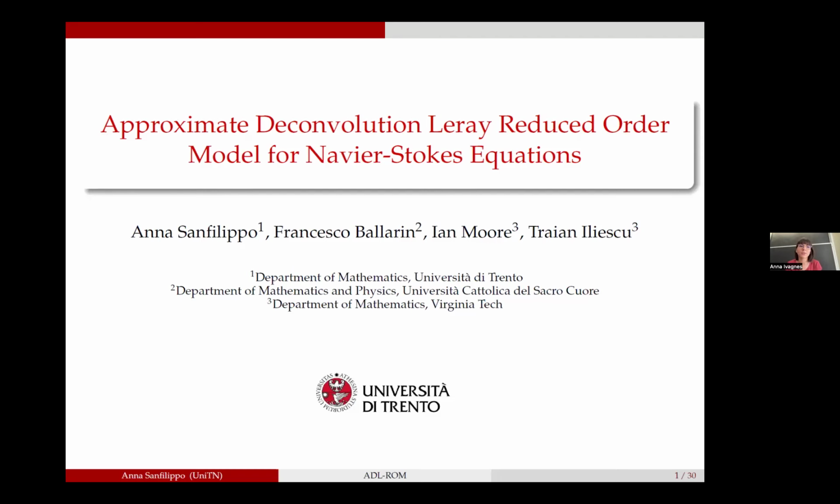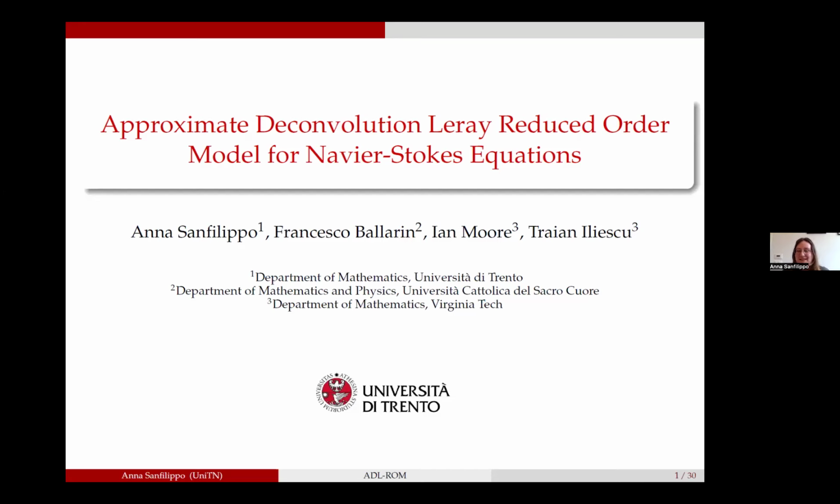Today with us we have Anna Sanfilippo. She's a PhD student from University of Trento, and today she will talk about approximate deconvolution Leray reduced order model for Navier-Stokes equations. So Anna, the stage is yours.